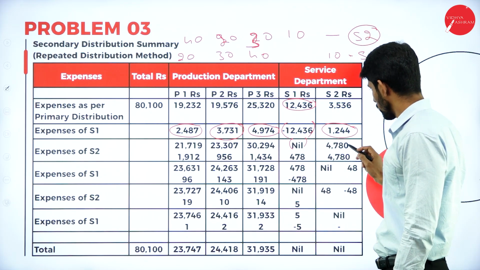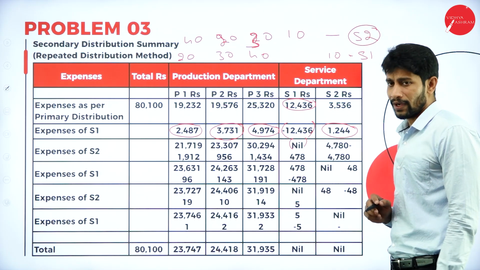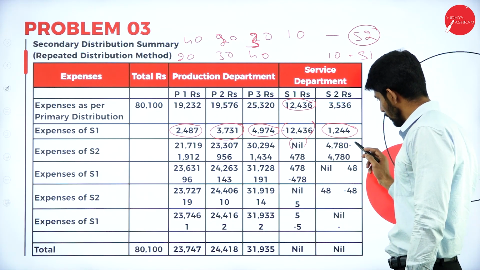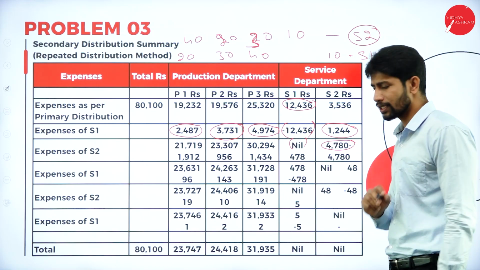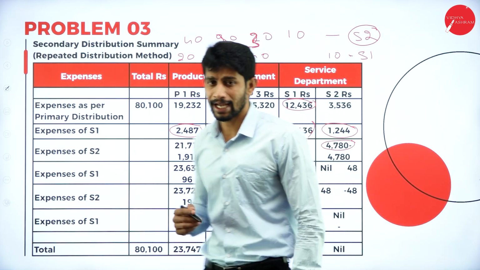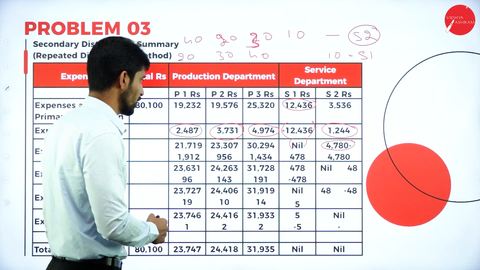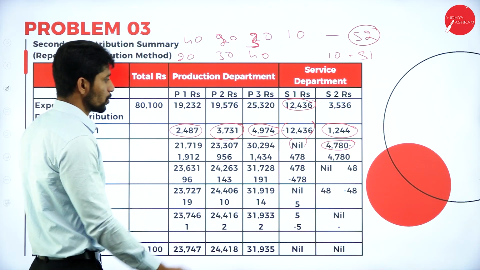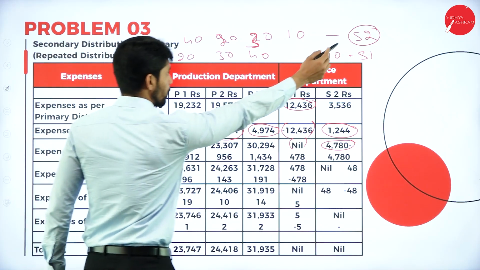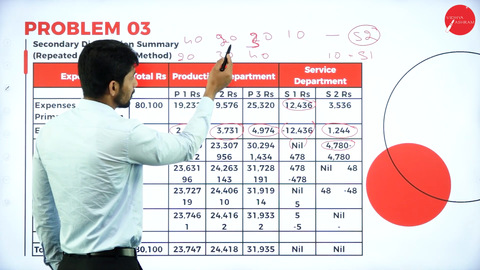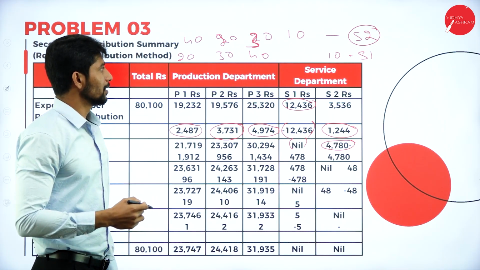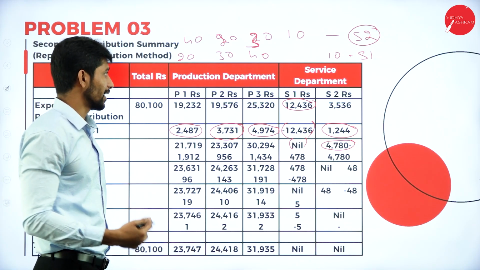Okay. So what is the total we have? Plus 3,536 plus 1,244. Total you will get how much? 4,780. So now distribute this 4,780 among other departments. Okay, among other departments. So 4,780, what is the ratio according to service department 2? 40, 20, 30 and 10.